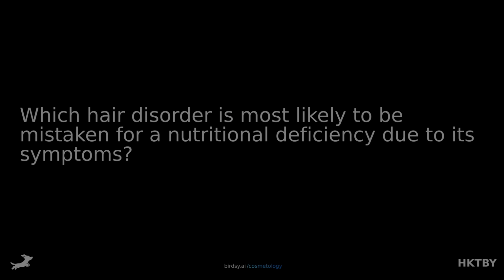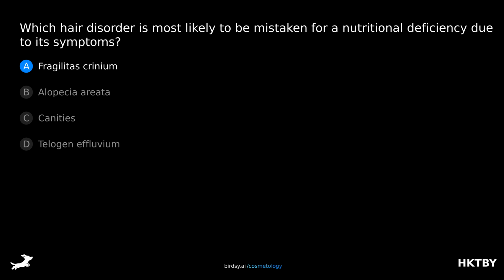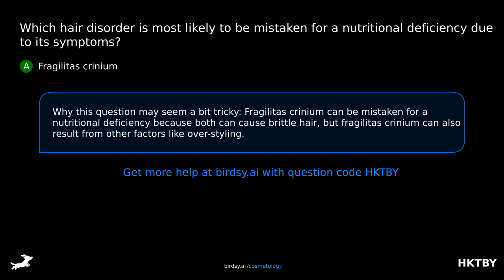Which hair disorder is most likely to be mistaken for a nutritional deficiency due to its symptoms? Is it A, fragilitas crinium, B, alopecia areata, C, canities, or D, telogen effluvium? The answer is A, fragilitas crinium. While this question may seem a bit tricky, fragilitas crinium can be mistaken for a nutritional deficiency because both can cause brittle hair, but fragilitas crinium can also result from other factors like overstyling.